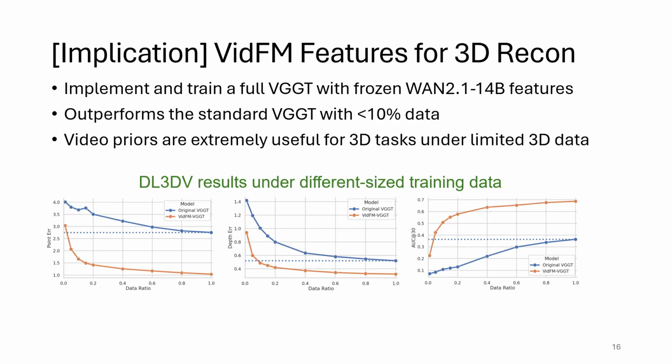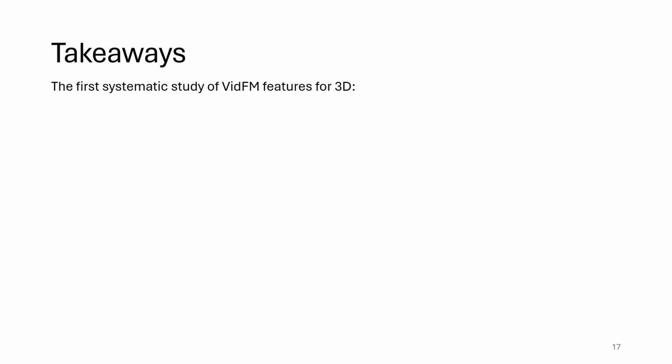Finally, all of this pays off. We trained a full VGGT model on a frozen Wan 2.1 14B feature instead of DINO. It actually beats the standard VGGT with DINO with less than 10% of data. Note that we control the training data to be the same. So this is saying that when the 3D training data is pretty limited, video features are a strictly better foundation for training these reconstructors.